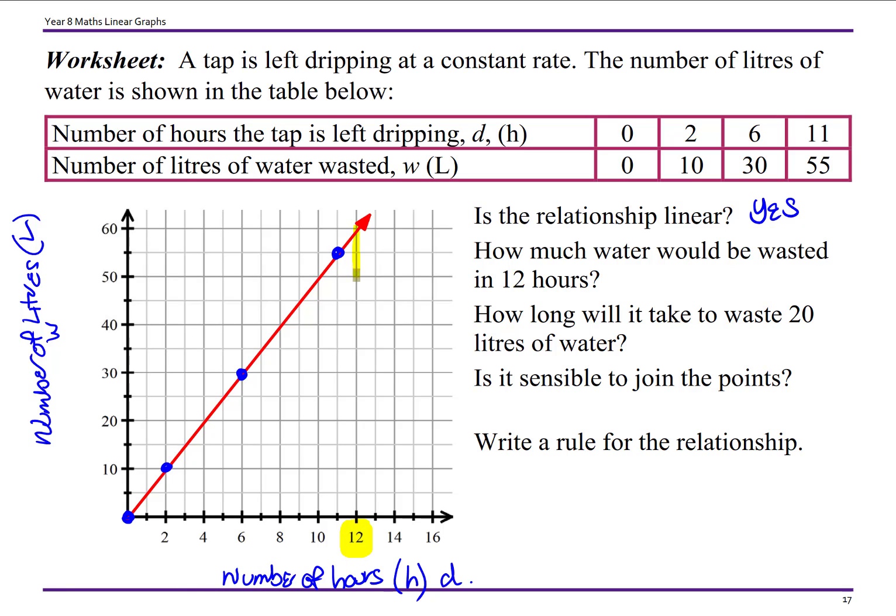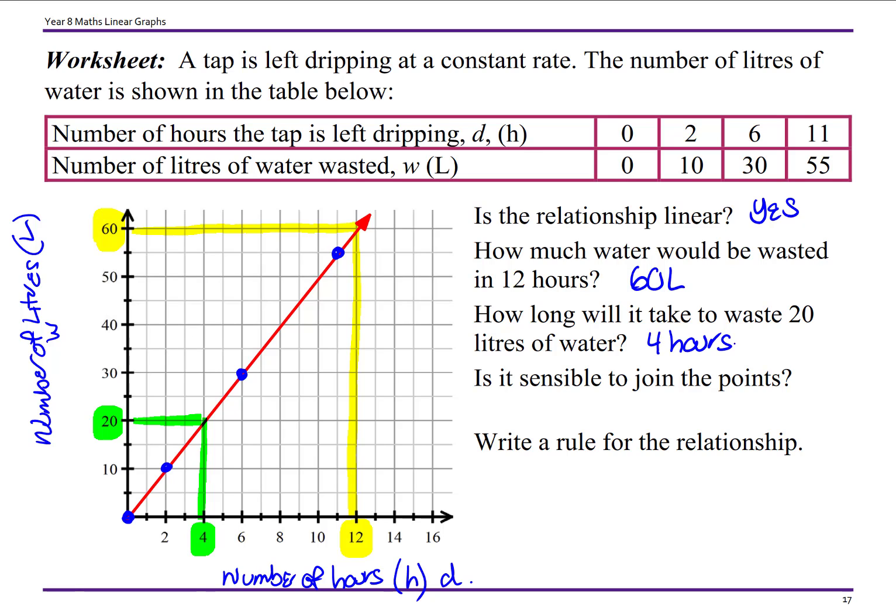Okay, we need to follow the line up and then go across. So the number of litres is 60 litres. How long will it take to waste 20 litres of water? Well, now we need to start on our y-axis at 20 litres, go across, go down, and that's at 4 hours.